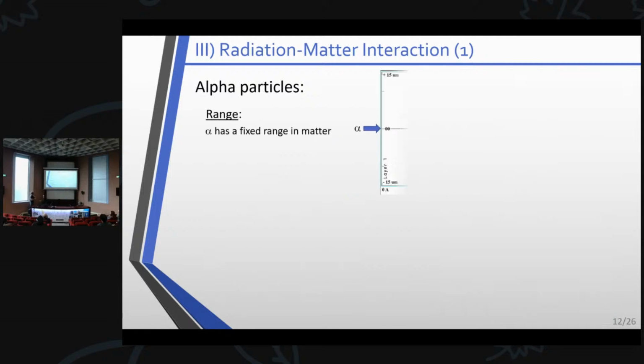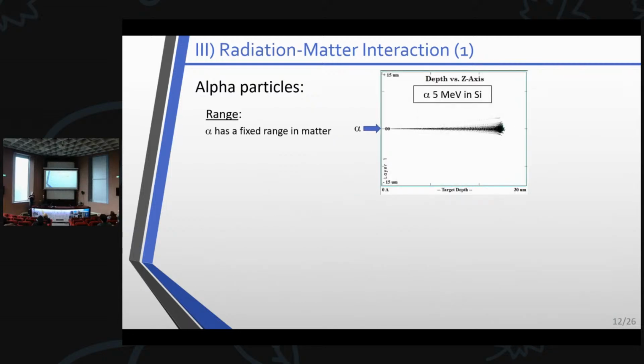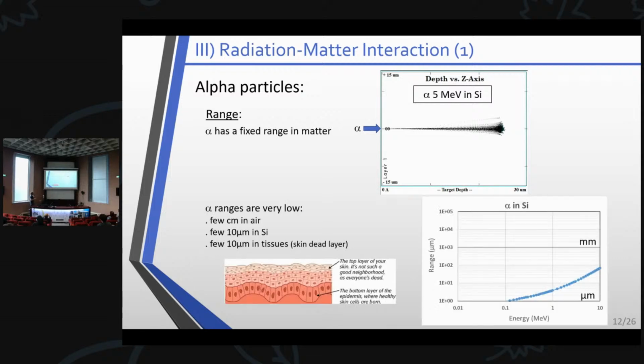So if I speak about the range, it is the length the alpha can go through matter. For instance, in silicon, if I take alphas of 5 MeV, which is standard radioactivity, you can see here what type of path you can have, and the range is more or less 20 microns. So the range of alpha particles is very low.